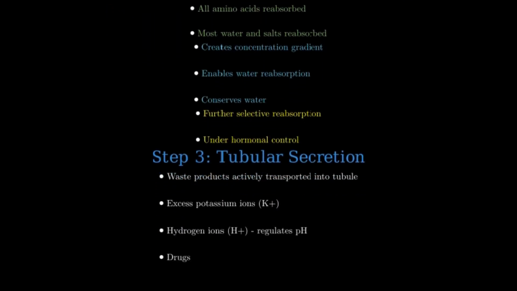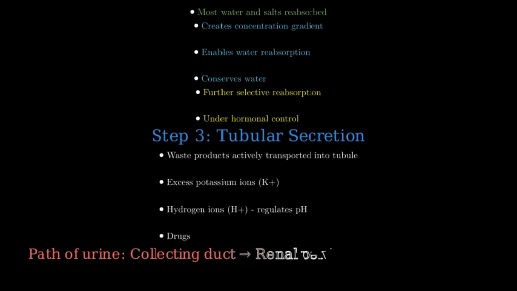This is the final cleanup step. Waste products like excess potassium ions, hydrogen ions, and drugs are actively transported from the blood into the filtrate. This is important for regulating blood pH. The remaining fluid, now concentrated waste, is officially urine. It flows into the collecting duct, then to the renal pelvis and out via the ureter.